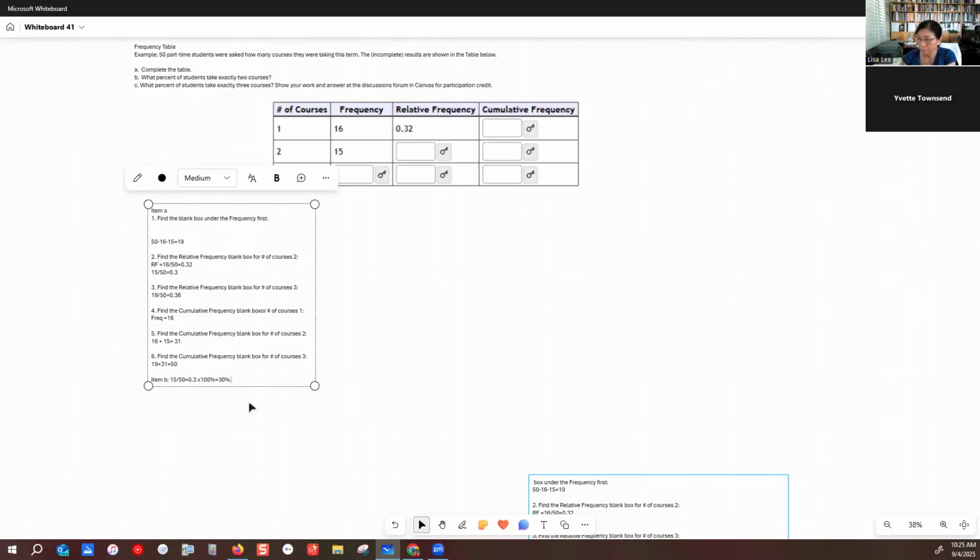Item B. And item C, you are going to show your work and solution at the discussion board. Okay. So that you will earn your 10 points for participation.